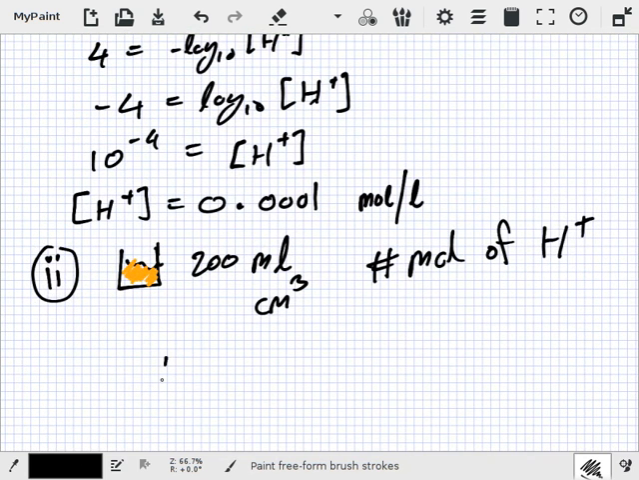So the answer is the number of moles is equal to 0.00002. So 2 times 10 to the power minus 5. Yes. Yeah, but I didn't want you wasting your time going, oh, I'll do this and I'll convert this. I just want you to see that the answer should be 1/5 of the previous answer.